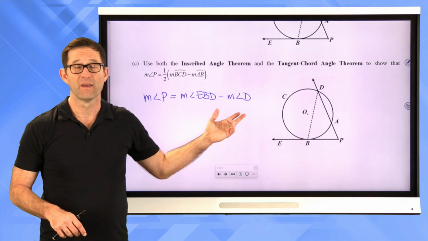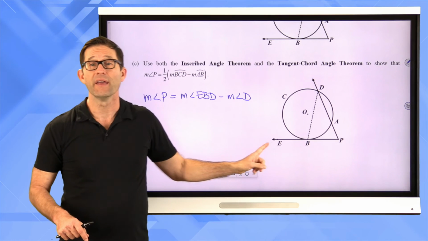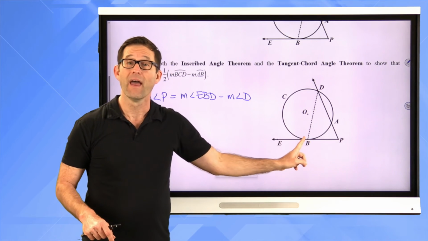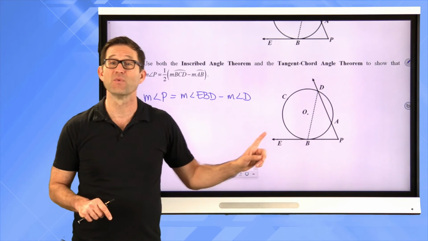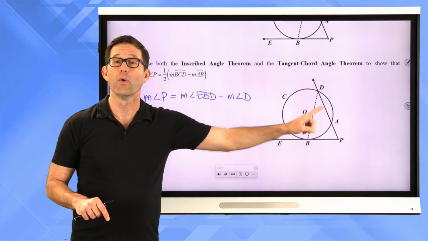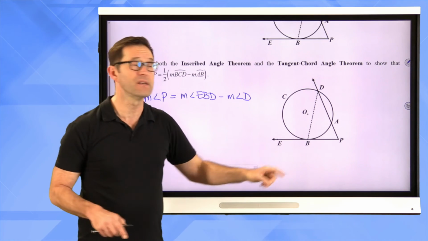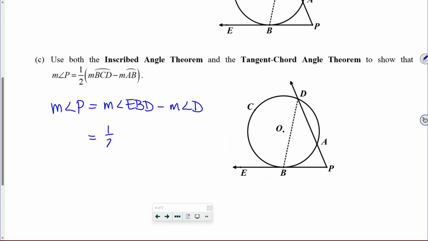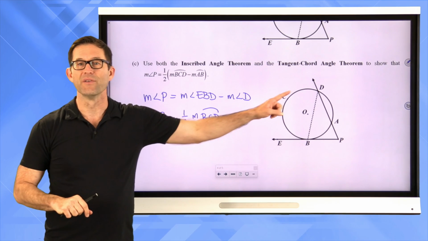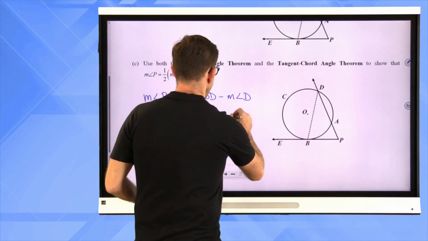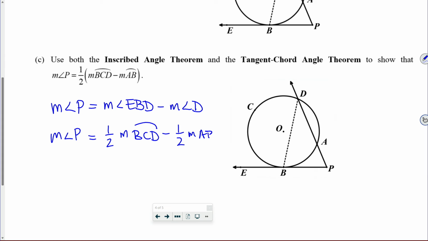All right, well, we're basically just filling those blanks in. EBD now, this angle, is an angle that is formed by this tangent and this chord. And literally what we did in the first exercise was prove that that particular angle will be 1/2 of the arc that it intercepts. So it's intercepting the arc BCD. So this is going to be 1/2 the measure of arc BCD, minus, now, of course, angle D is an inscribed angle and it's intercepting arc AB. So that's just going to be 1/2 the measure of arc AB.